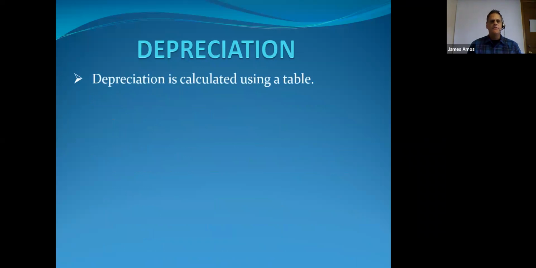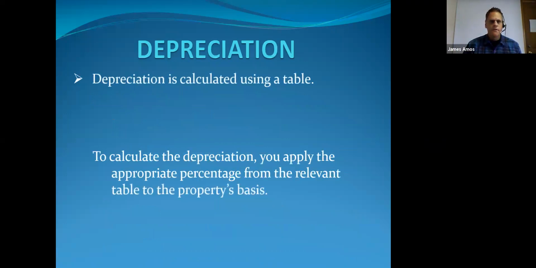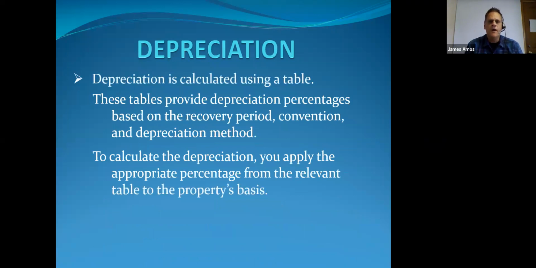Now, depreciation is calculated using a table. These tables provide depreciation percentages. You'll go down and look at a column that applies and it'll tell you what percentage you're going to use. Which table you use depends on your recovery period, in other words, 3-year, 5-year, 7-year, and so on.